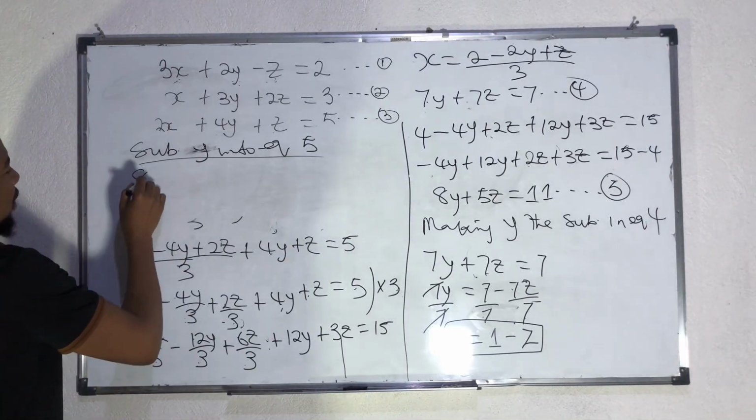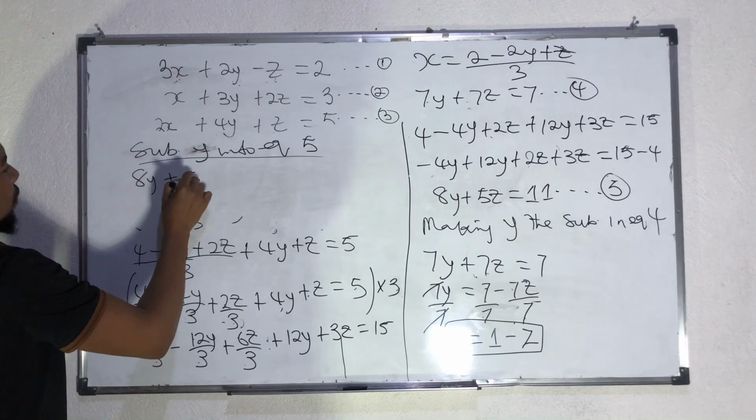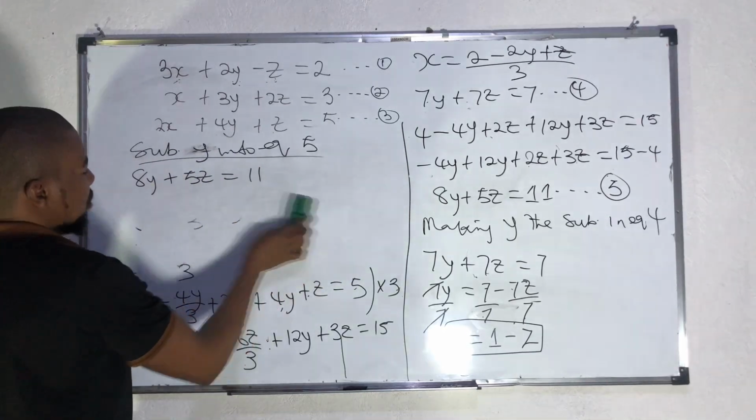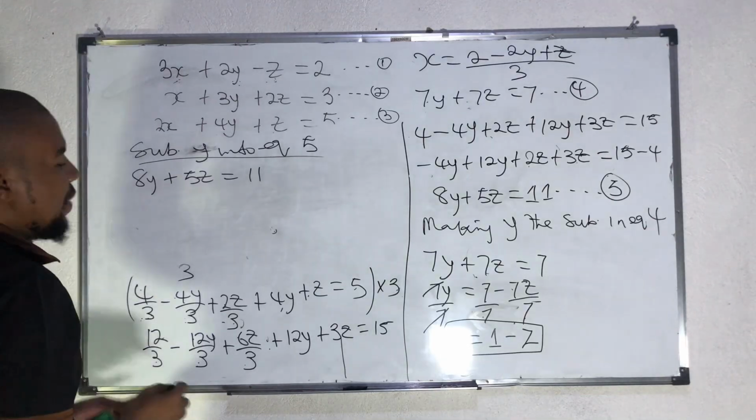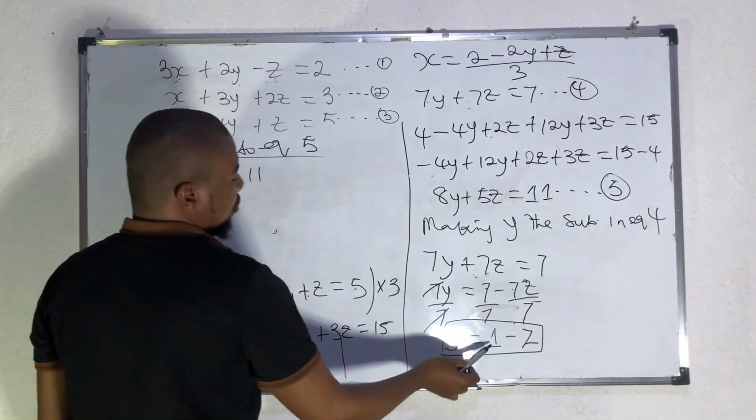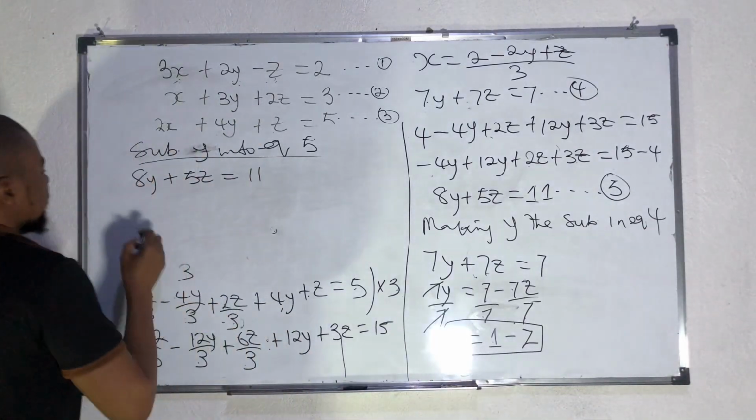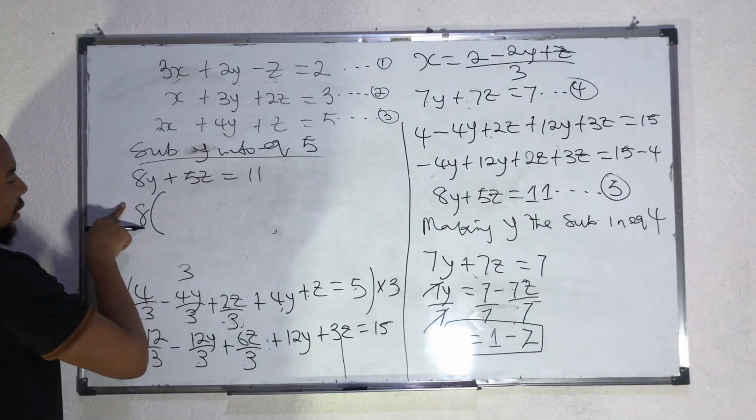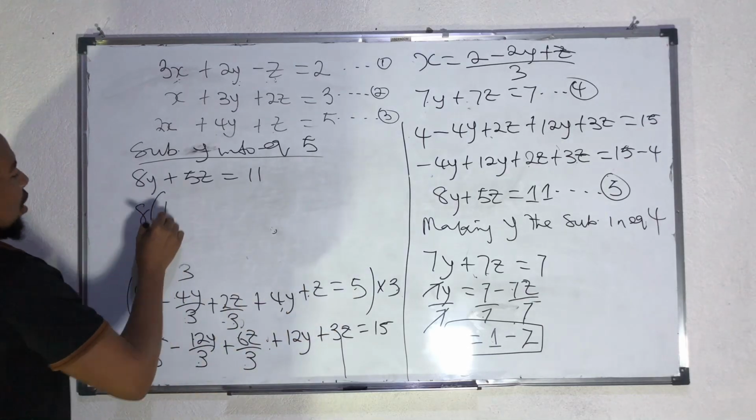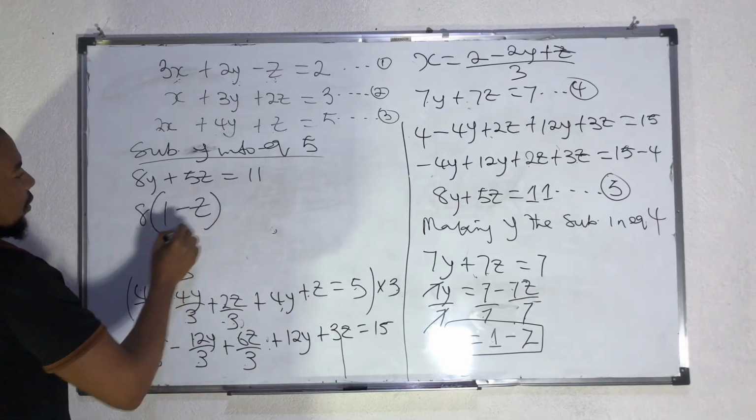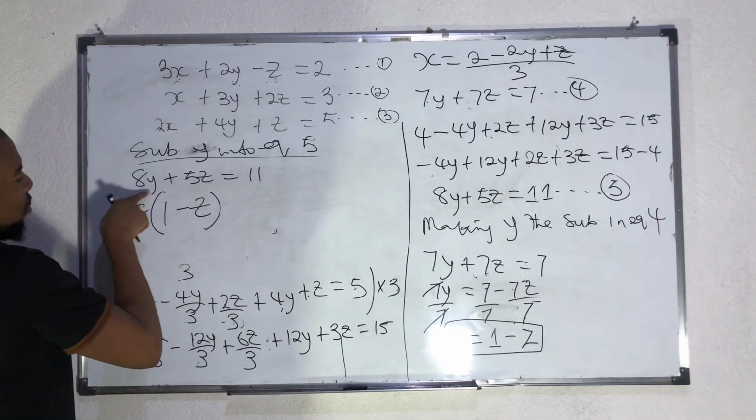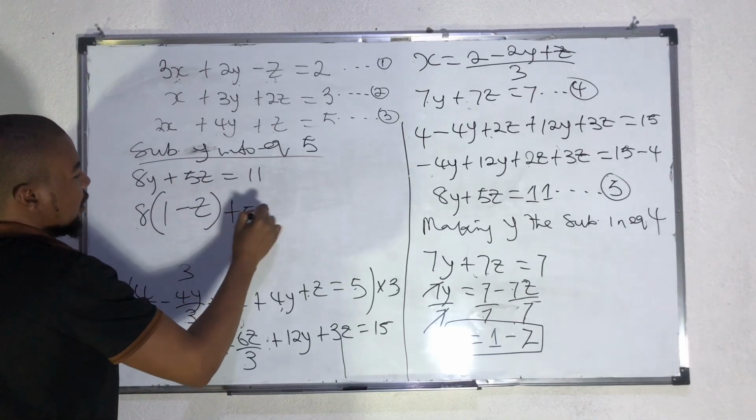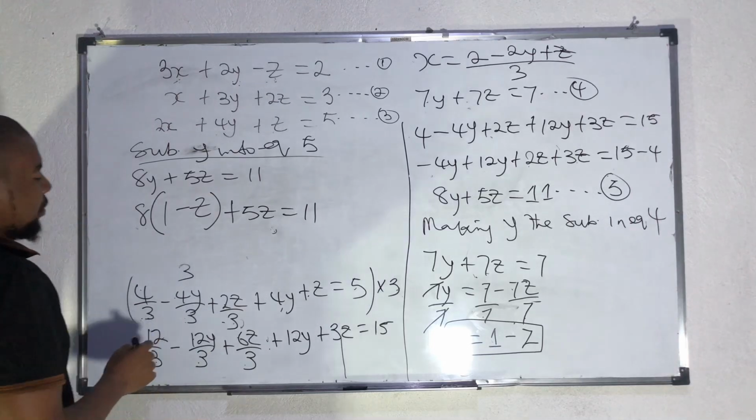Our equation 5 is 8y plus 5z is equal to 11. Let's now do the substitution. Wherever we see y, we substitute 1 minus z for it. Here we have an 8, and the y is attached to the 8. Remember, we know the value for y, which is 1 minus z. We put it in brackets because it's multiplying the 8. We now copy everything else down: plus 5z is equal to 11.